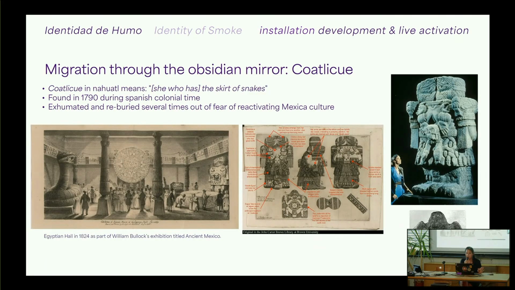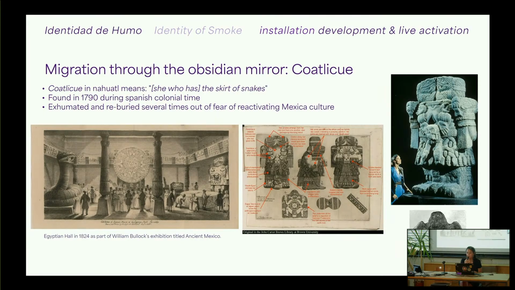Okay, that was Tezcatlipoca. Now I go to Coatlicue, which is also part of my altar. I am very drawn to the image of this sculpture. And in Identidad de Humo, I tell about the history of this sculpture during the colonial time in Mexico, in 1790, and how it was found and reburied several times, out of fear, from the Spanish colony back then, of the Mexica culture being revived.